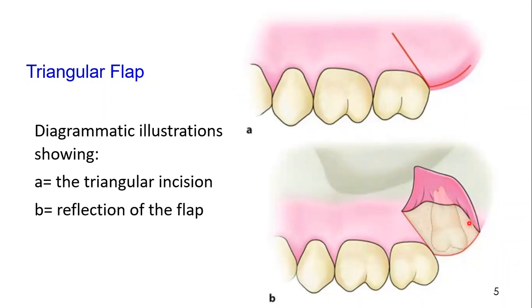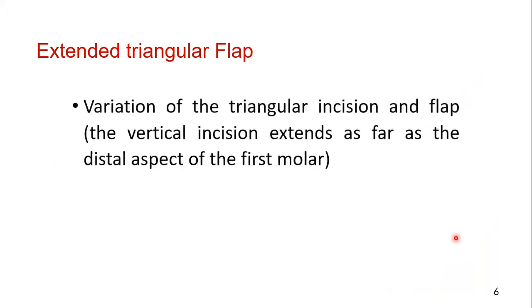So you can reflect, and now it is easily visible, and you can remove the maxillary third molar by using the triangular mucoperiosteal flap. Now we will come to the extended triangular flap.